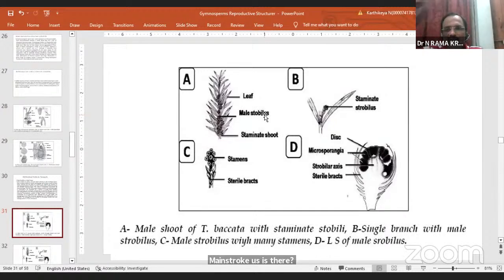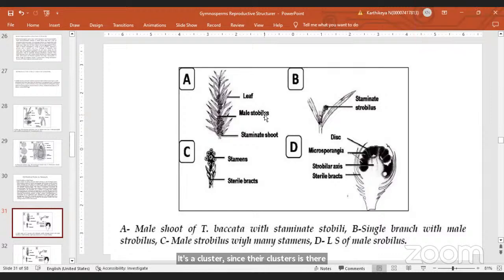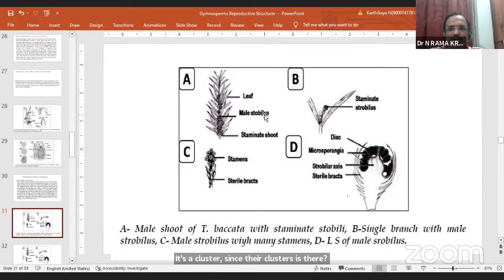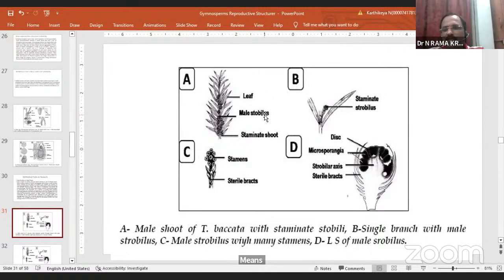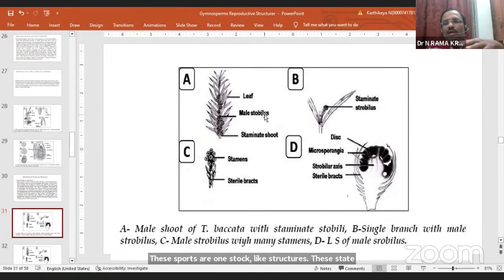See, in Cycas the cones are arranged very loosely. When you come to Ginkgo biloba, there are clusters, just like flower-like structures. This is also not a true flower. The stamens are there, meaning we are looking only at spores, in Cycas and Ginkgo biloba. Here we are looking at the staminate structures, where the spores are borne on stalk-like structures.